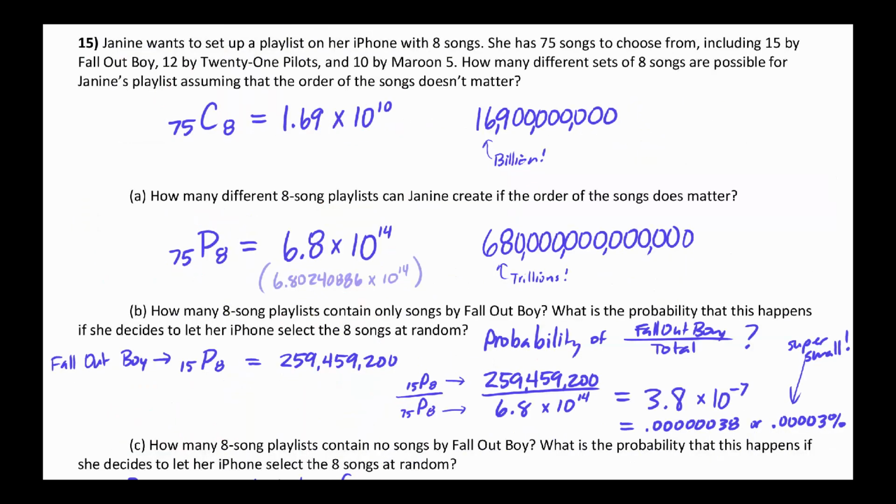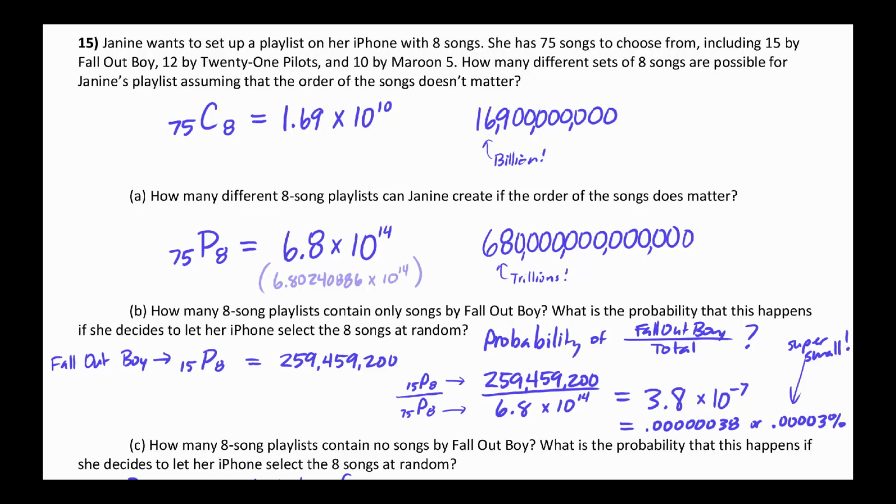What about the last problem in the notes? Question number 15. Janine wants to set up a playlist on her iPhone with 8 songs. Now she has 75 songs to choose from, including 15 by Fall Out Boy, 12 by 21 Pilots, and 10 by Maroon 5. So she has a bunch of other songs that we don't know who they're by, but we do know those particular songs.